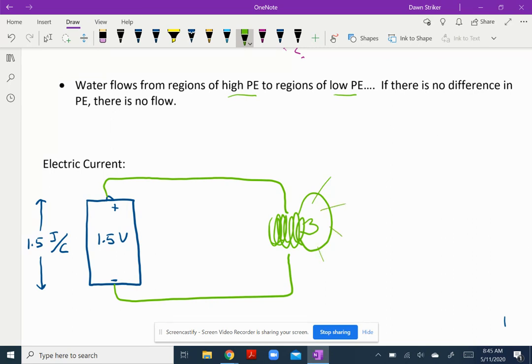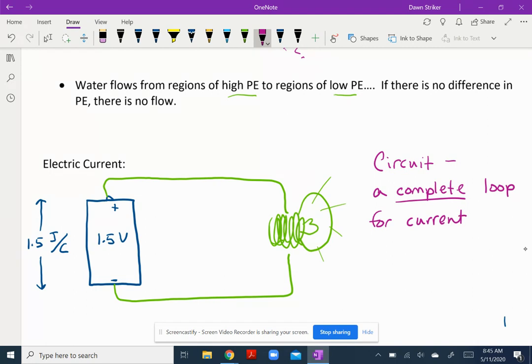All right. So here's my circuit loop. A circuit is a complete loop. Complete loop with no breaks. A complete loop for current to follow. You should be able to trace it, right? Out of the positive side, through the light bulb, back to the negative side.